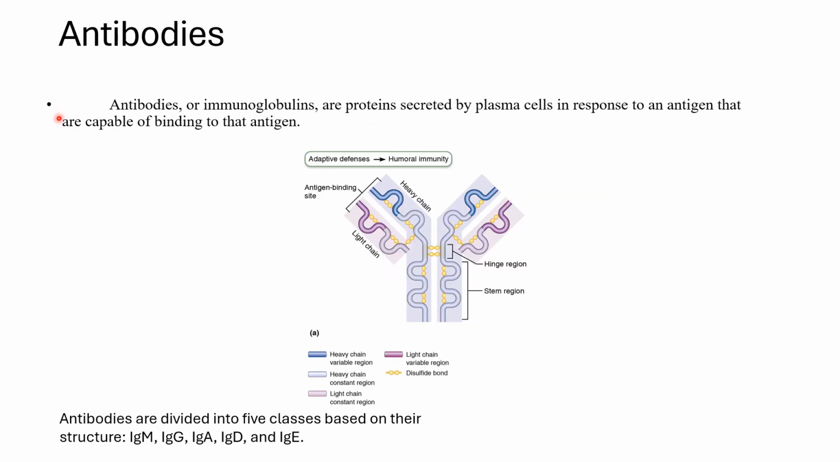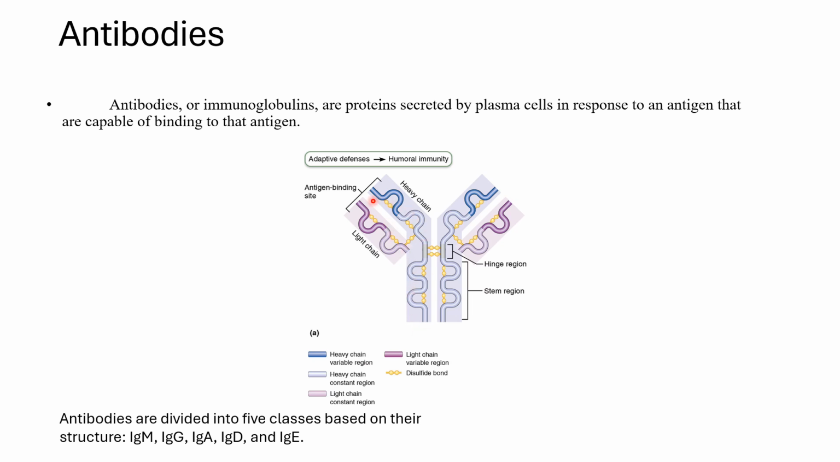Now let's quickly go over this, I will not go into many details. So let's see how the structure of antibodies is. Antibodies, or immunoglobulins, are proteins secreted by the plasma cells in response to antigen, and they are capable of binding to that antigen.